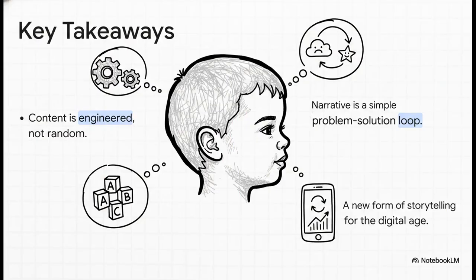So let's wrap up what we figured out. That totally chaotic script we started with is not random at all. It is meticulously engineered. Its entire narrative is just a simple problem-solution loop, and the language is perfectly tuned for a pre-verbal emotional understanding. And really what it represents is a whole new kind of story built from the ground up for the digital age.